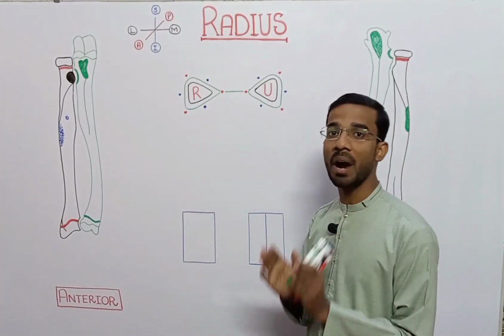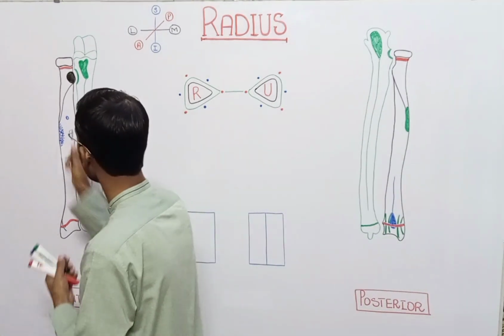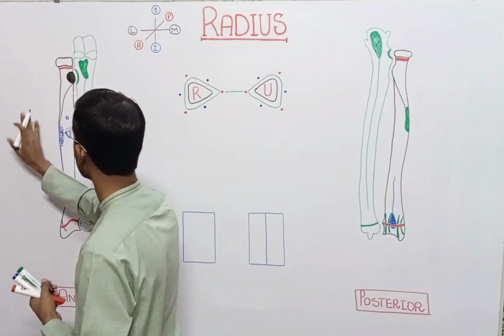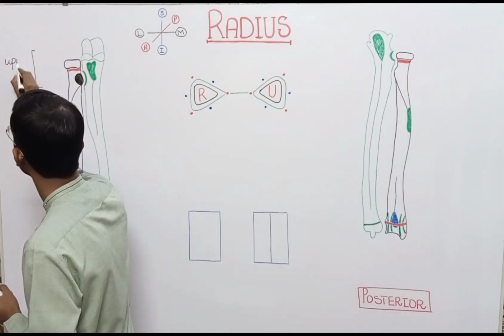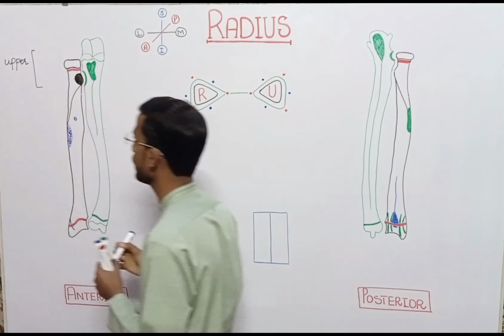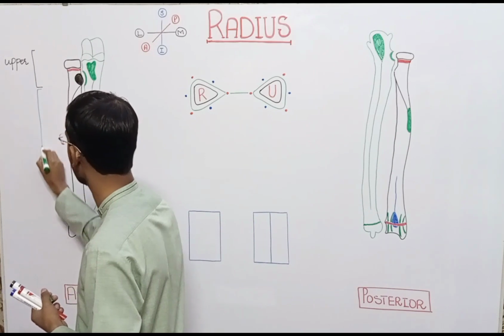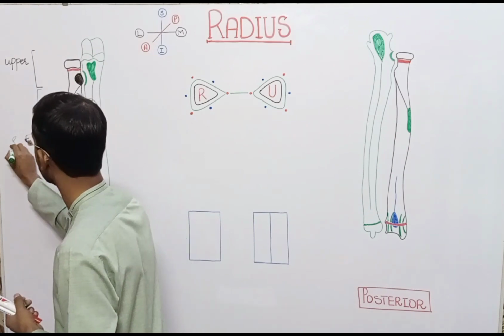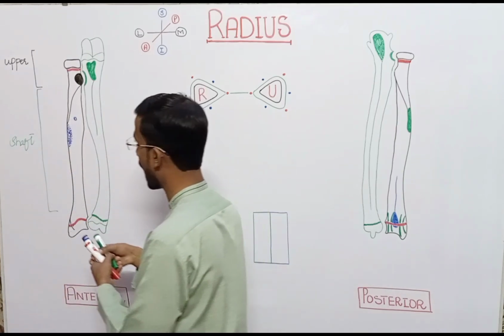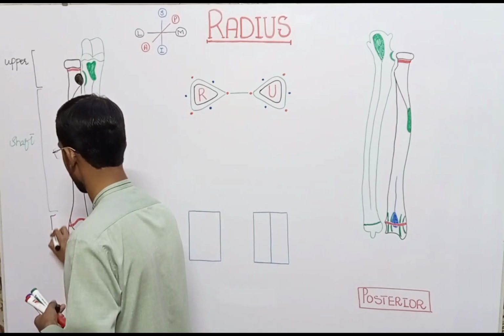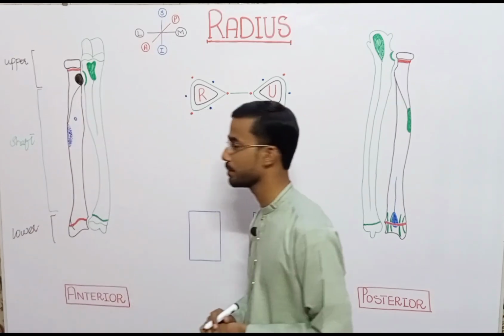First of all, we divide the radius into three components. This is the radius, and here is the upper portion. The middle will be the shaft region. At the middle side you will see the shaft, and the last is the lower portion.